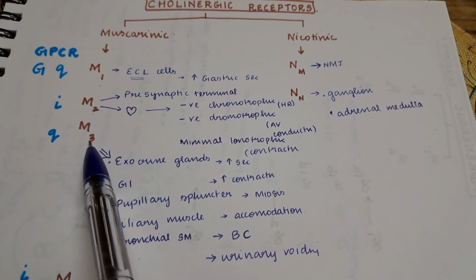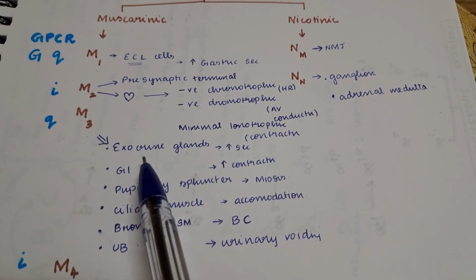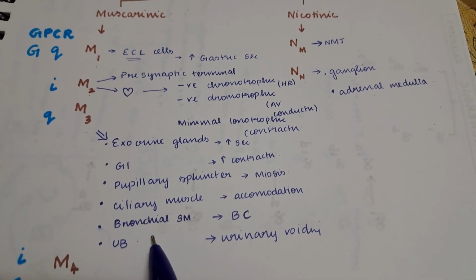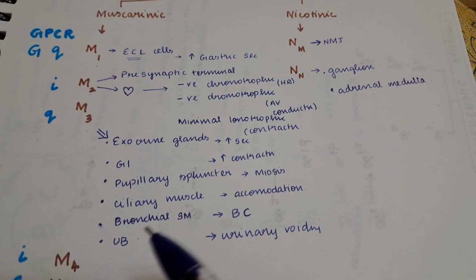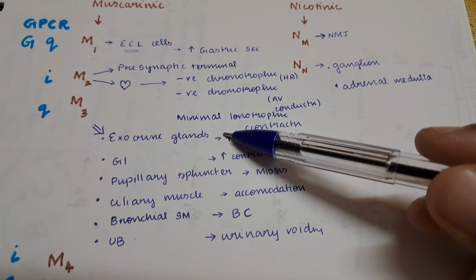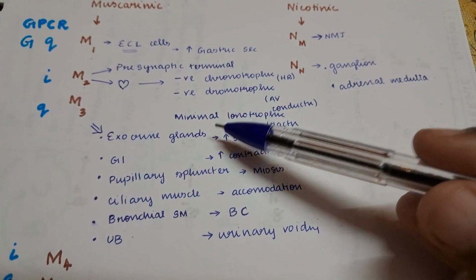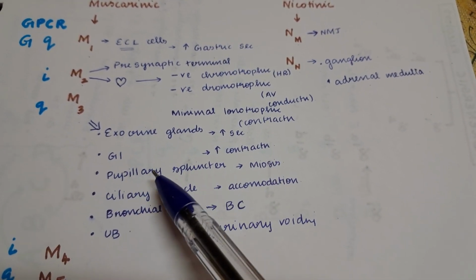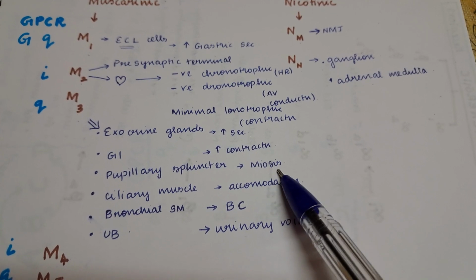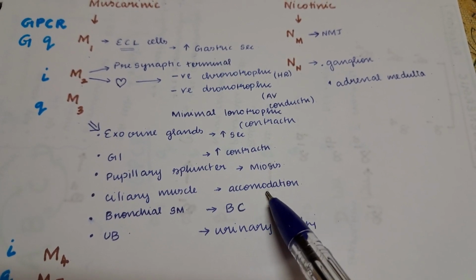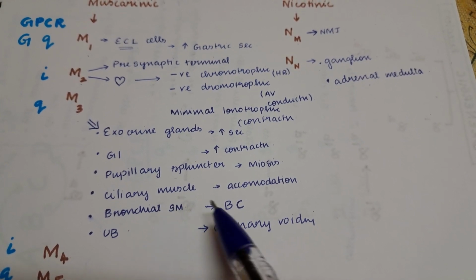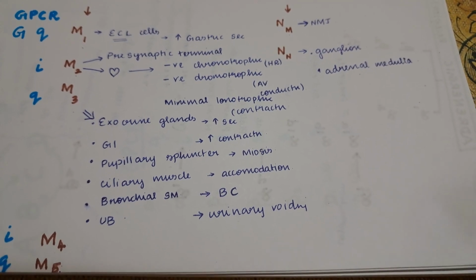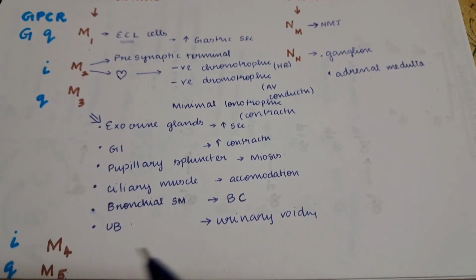M3 receptors are present in exocrine glands, GI smooth muscle, pupillary sphincter, ciliary muscle, bronchial smooth muscle and urinary bladder. The actions are that it increases the secretions of the exocrine glands and increases contraction of the GI smooth muscle. In the pupillary sphincter, it causes miosis, and it causes accommodation. In bronchial smooth muscle, it causes bronchoconstriction, and it results in urinary voiding. So basically, constriction occurs here.